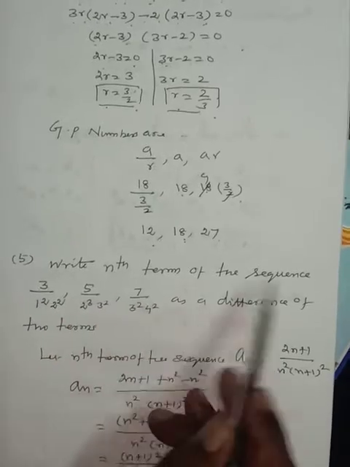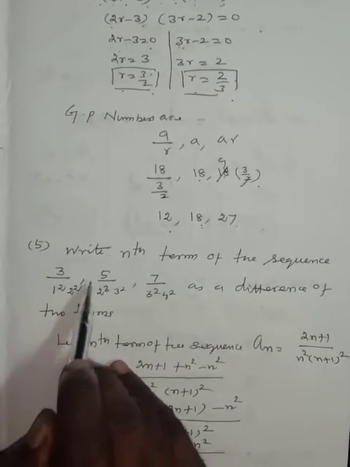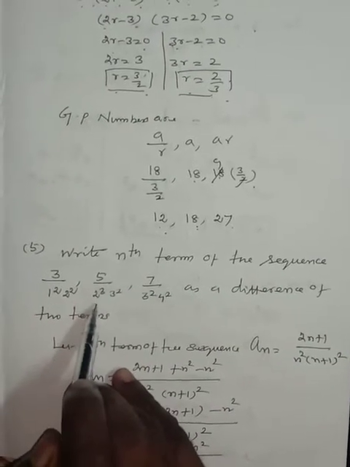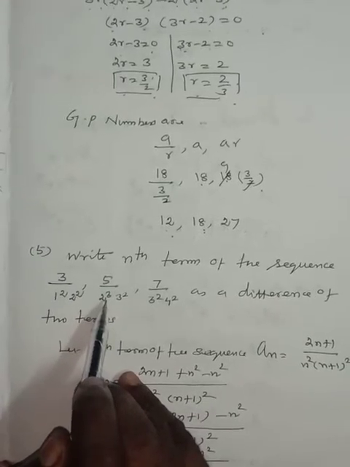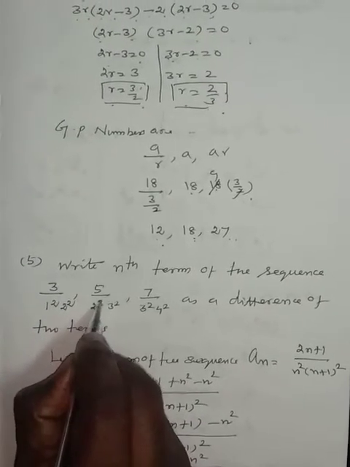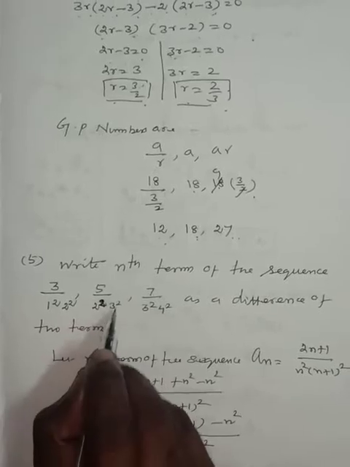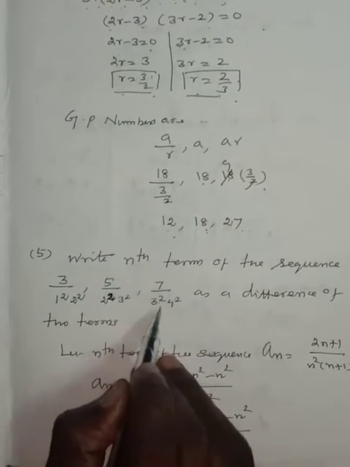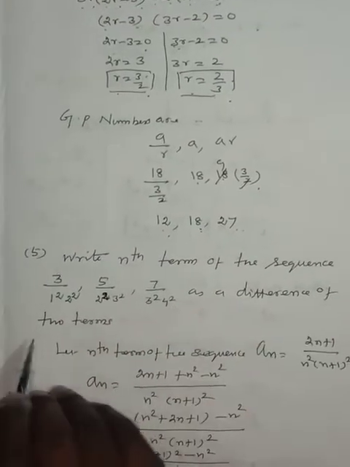Sum number 5. Write the nth term of the sequence 3 divided by 1 square 2 square, 5 divided by 2 square 3 square, 7 divided by 3 square 4 square, as a difference of 2 terms.